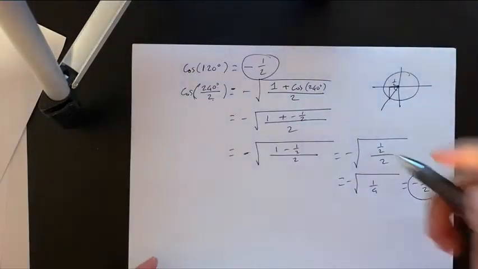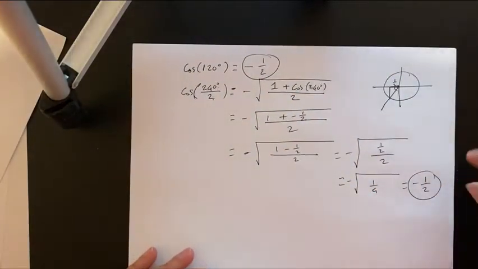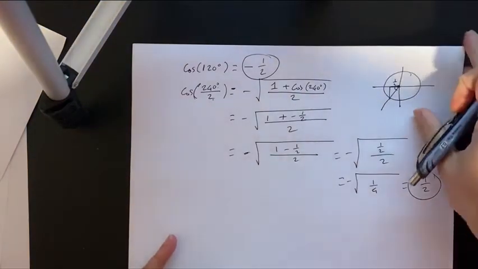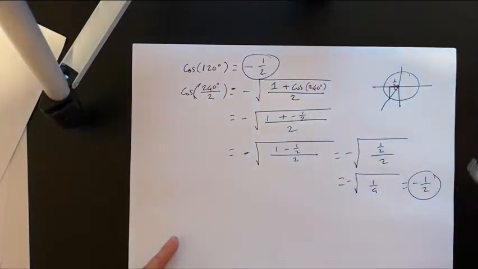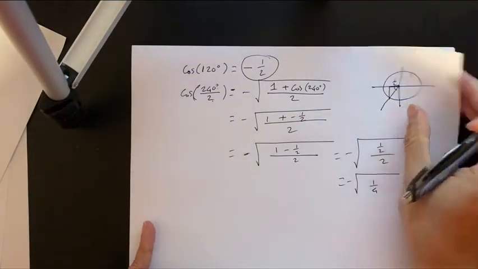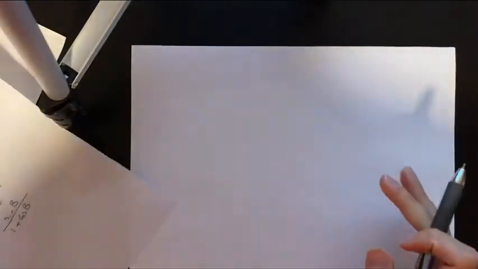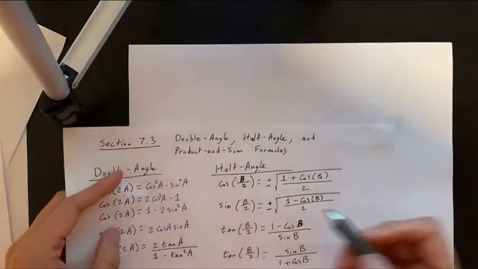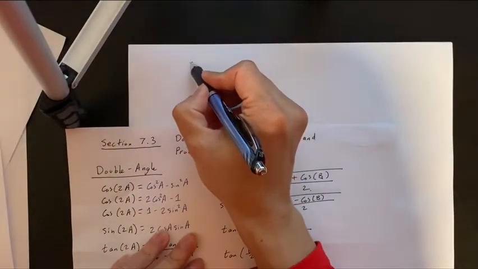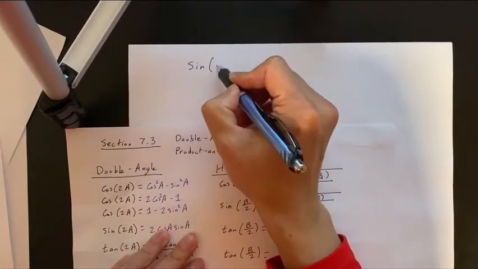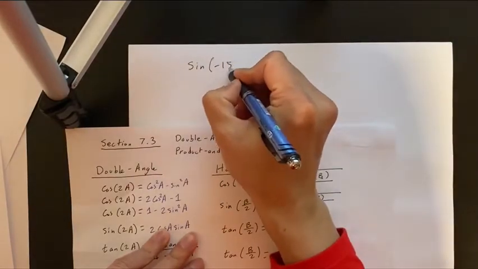All right, I went through this example pretty quick. You can pause at any point to check my work, make sure you understand every step. But let me move on to the next example. Okay, and so let me try a sine. So how about we try a sine of negative 15 degrees.